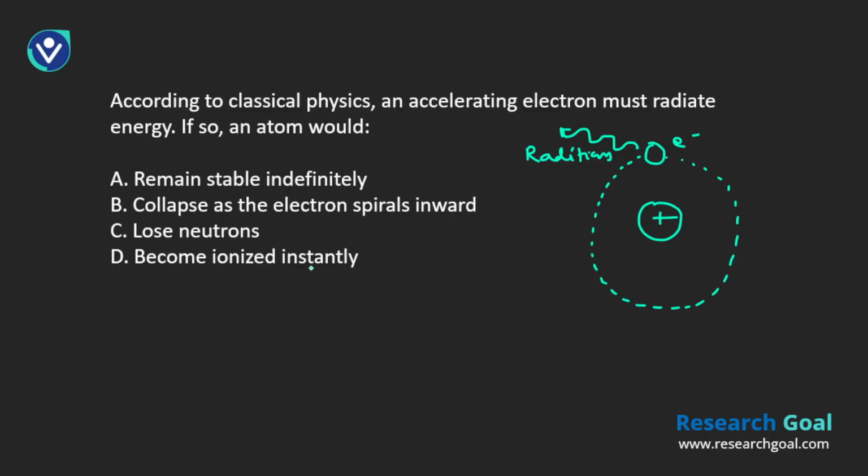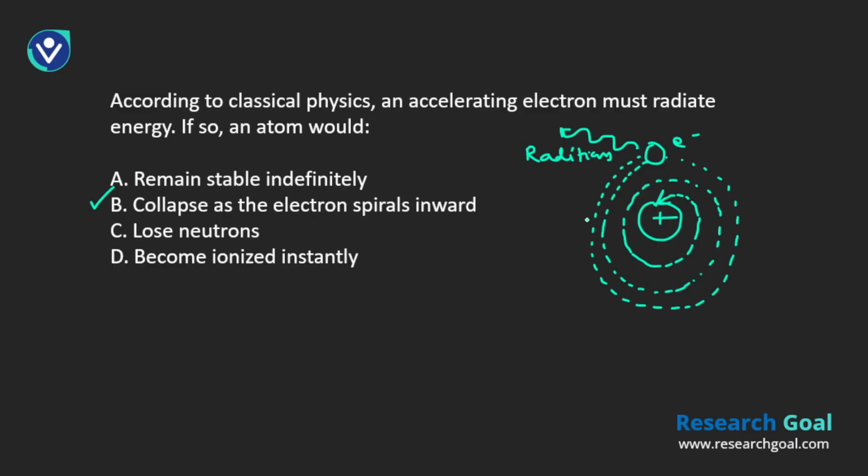Select the correct option. Okay, the correct option for this one is option B, collapse as the electrons spiral inwards, because if there is any loss of energy, what will happen? The electron is slowly going to come close to the nucleus. It's going to collapse into the nucleus, according to classical physics, right? So that was one of the limitations of this model, because many models failed to explain this.